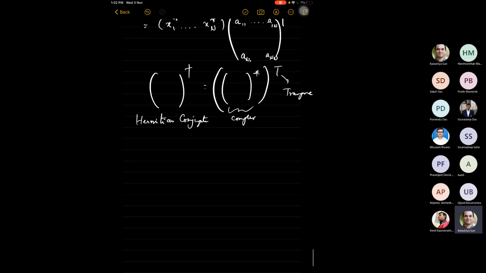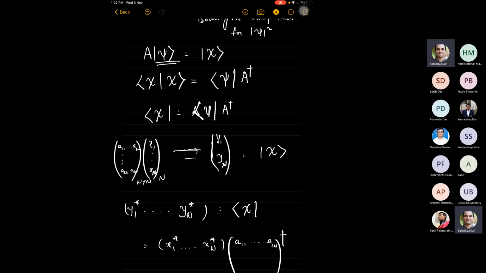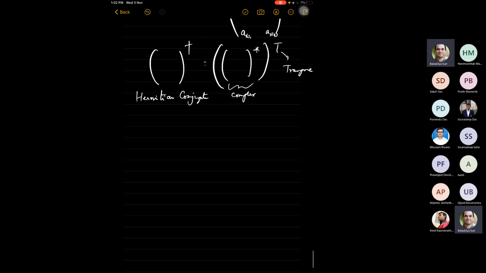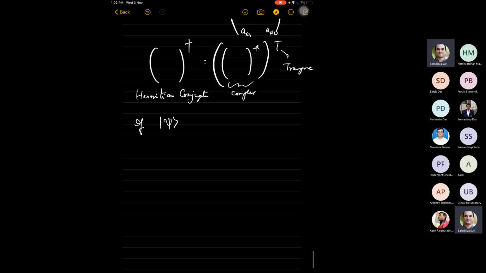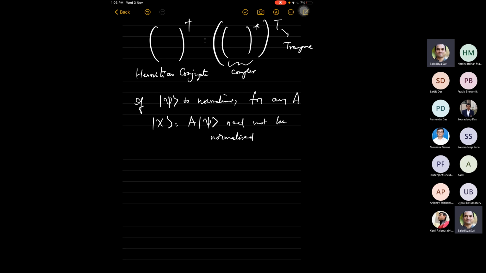Now, since all of you are familiar with matrix theory, in general, if you have a vector psi such that ⟨psi|psi⟩ is 1, psi is a normalized vector. If you operate any A on it and you get another vector chi, in general, ⟨chi|chi⟩ is not equal to 1. If psi is normalized, for any operator A, chi equal to A psi need not be normalized. So one has to do a normalization afterwards.